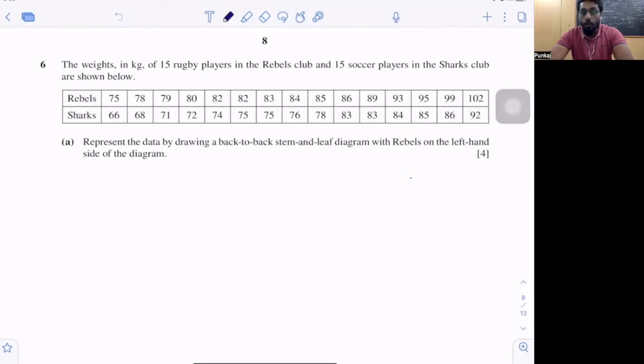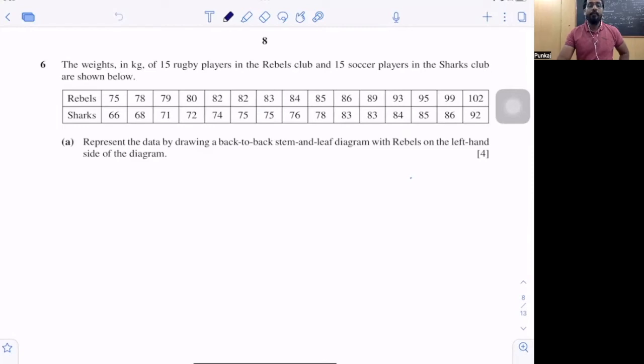Now, can you also observe that the data is already arranged in the ascending order? See, for Rebels, it's 75, 78, 79, 80, and so on. So the data is already arranged in the ascending order. For Sharks also, the data is already arranged in the ascending order. So students, you should always remember most of the questions which belong to representation of data, you will need to arrange the data in the ascending order.